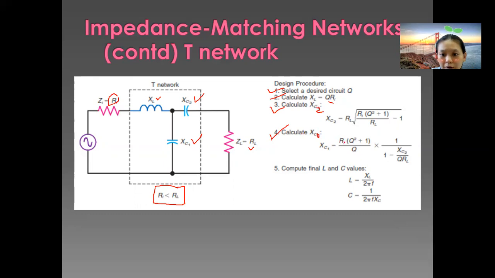Then we also calculate our XC1. We have R in multiplied by Q squared plus 1, divided by Q, multiplied by 1 minus XC2 divided by Q RL. Then we will get our capacitance for C1. After that, we compute the value of L using the formula L equals XL divided by 2 pi F, and the capacitor value C is 1 divided by 2 pi F XC. That's all. It's very simple.